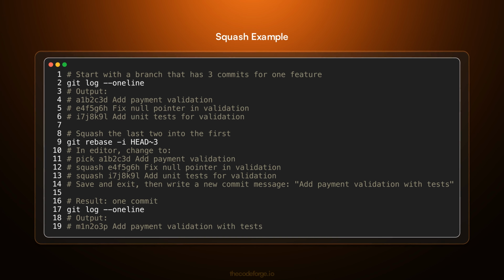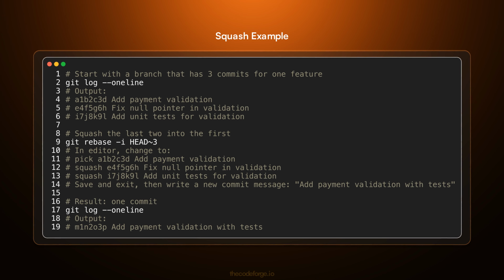Here's a concrete example. We have 3 commits for one feature. After squashing the last 2 into the first, we get a single commit with a clear message.